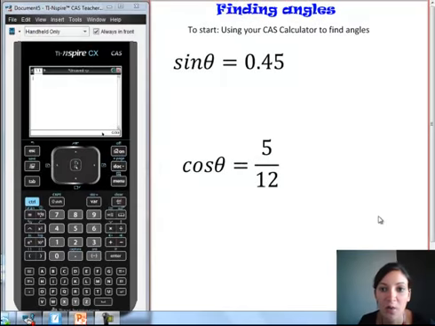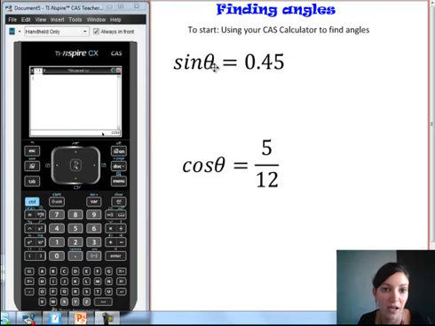Okay, so in this video, we're going to look at solving for angles in a right angle triangle using our trig ratios. So we've got something like this here. Sine of theta is equal to 0.45. So in this case, we need to go backwards and find out what theta is.